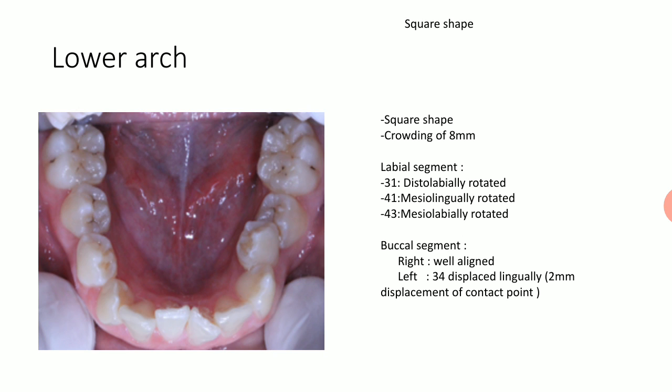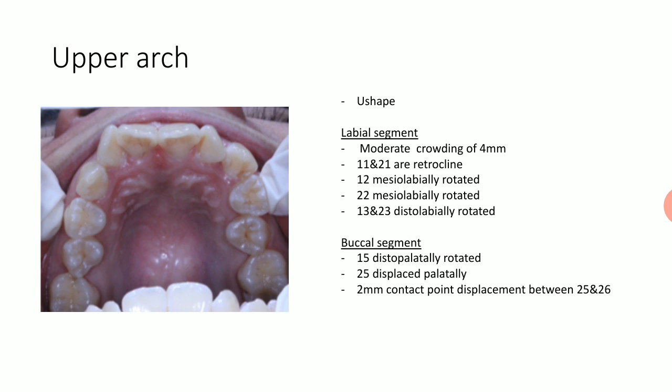On the labial segment, 3-1 is distolabially rotated, 4-1 is mesiolingually rotated, 4-3 is mesiolabially rotated. On the buccal segment, right side is well aligned, while for the left side, 3-4 is displaced lingually with 2 mm displacement of contact point.